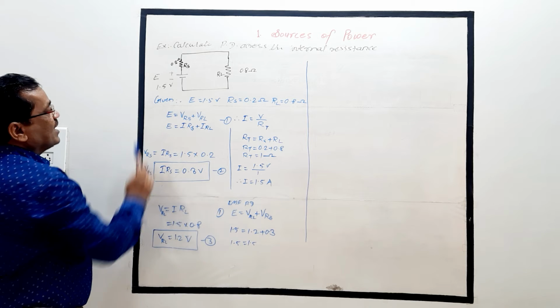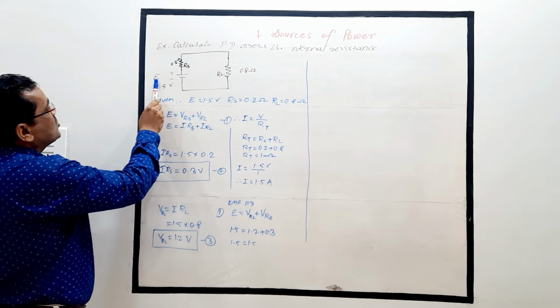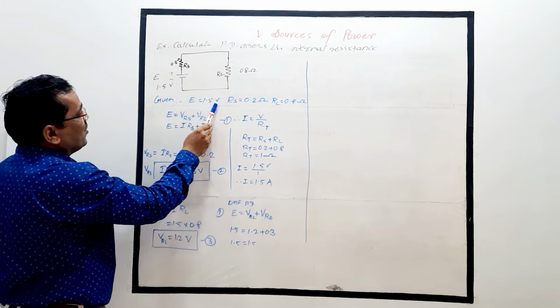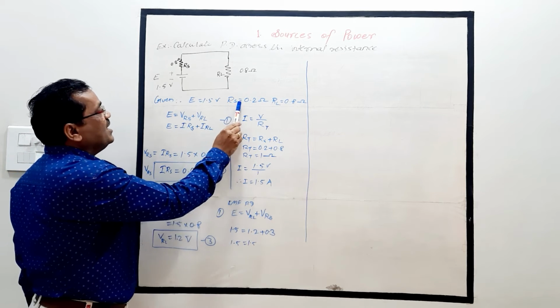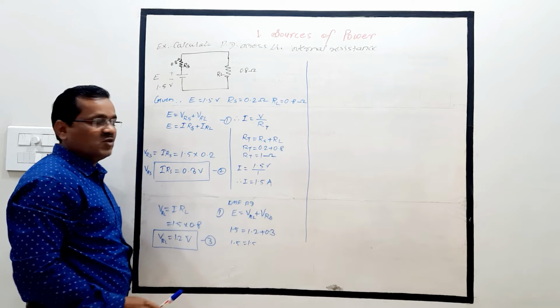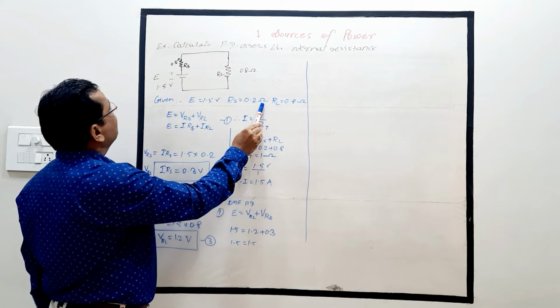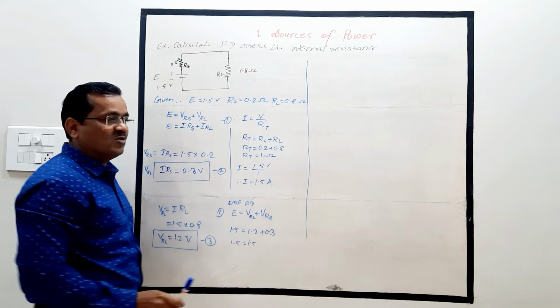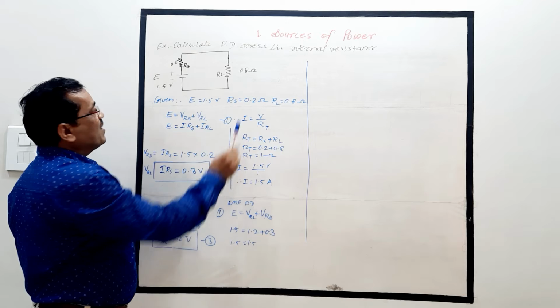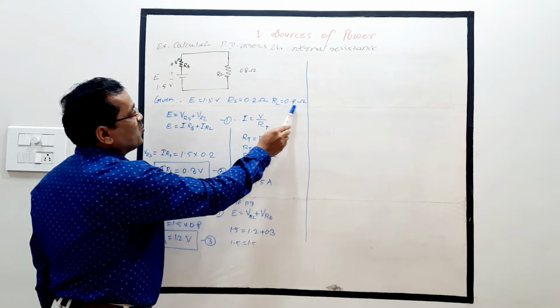So, given data: source of EMF 1.5 volt, it has a series internal resistance of 0.2 ohm and external resistance, that is the resistance connected to the load which is parallel to the source, is 0.8 ohm.